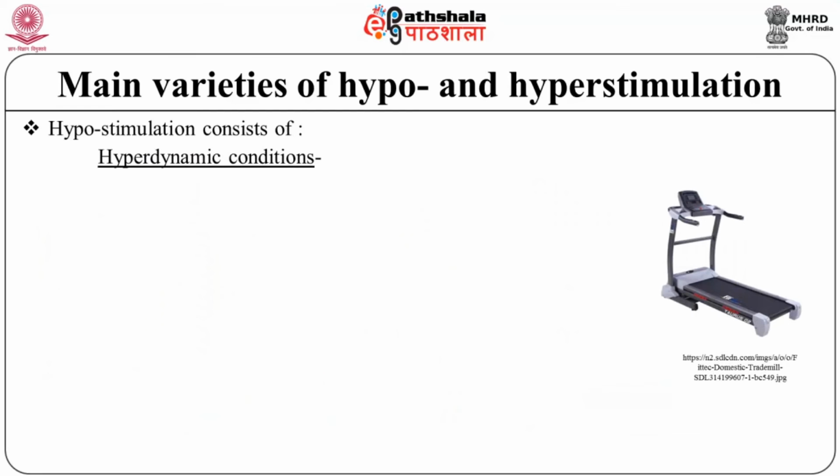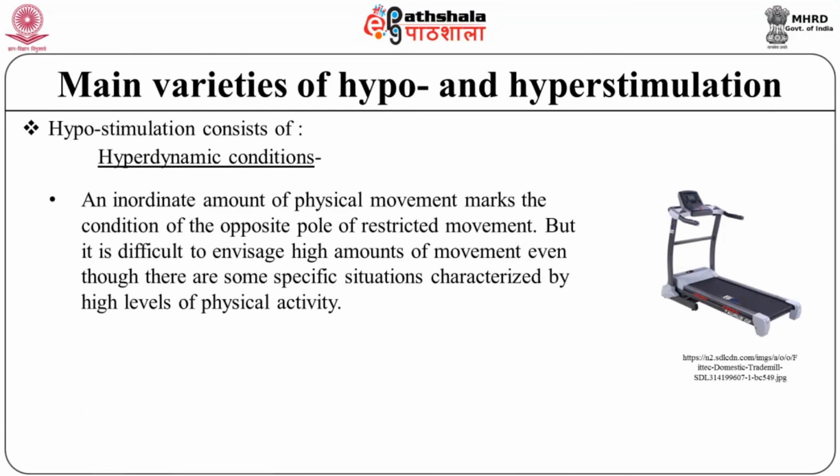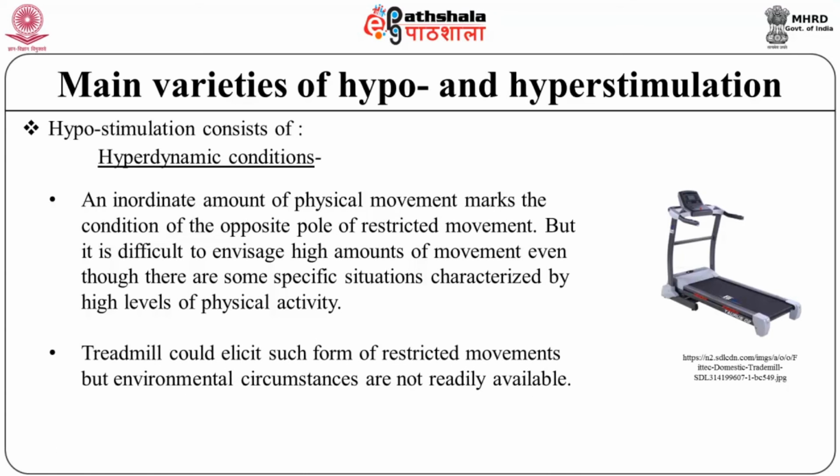The next is the hyperdynamic conditions. An inordinate amount of physical movement marks the condition of the opposite pole of restricted movement. But it is difficult to envisage a high amount of movement, even though there are some specific situations characterized by a high level of physical activity. A treadmill could elicit such a form of movement, but environmental circumstances are not readily available.